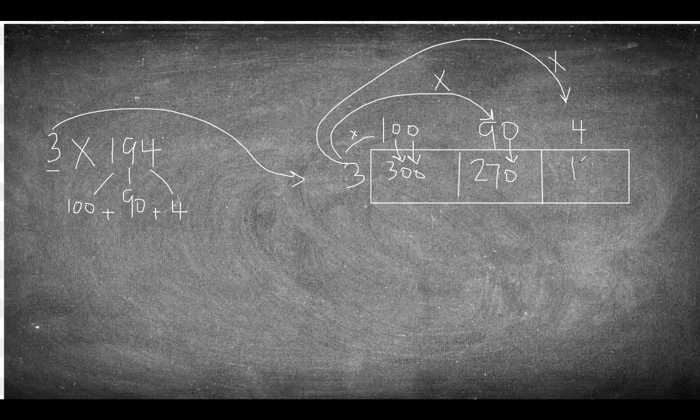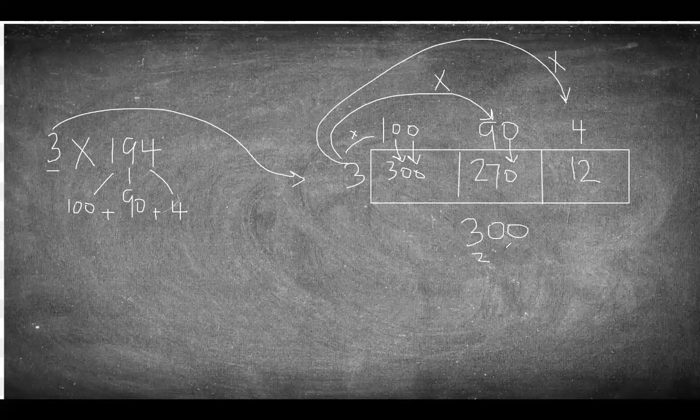Yes, it's 12. So I'm done. I'm going to take everything inside of the box and I'm going to list it from greatest to least. So I'm going to put 300 first, 270, make sure the digits are aligned, 1s under the 1s, 10s under the 10s, and the 100s under the 100s. Then I have 12 here, and I'm going to add.